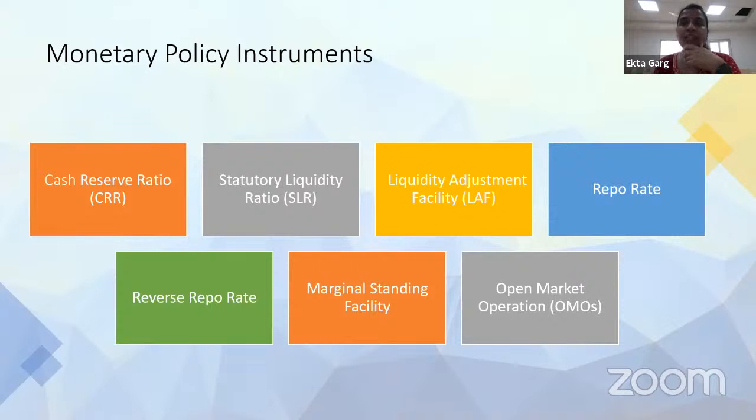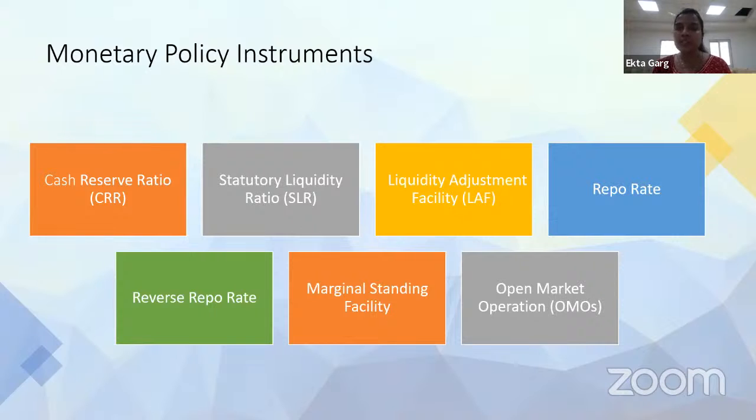Right. Liquidity adjustment facility. What is this? It is an overnight mechanism. Because banks need funds overnight to ensure liquidity. And this is also in terms of repo auctions. What is repo? Repurchase agreement. So we have two instruments in this liquidity adjustment facility: repo rate and reverse repo rate.